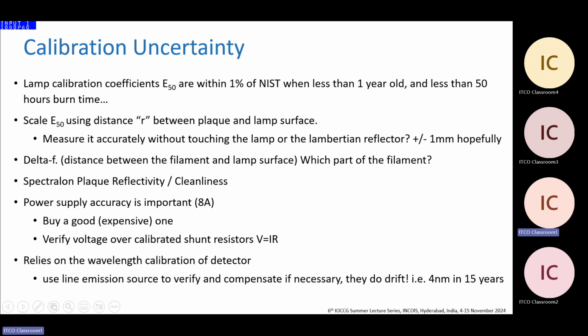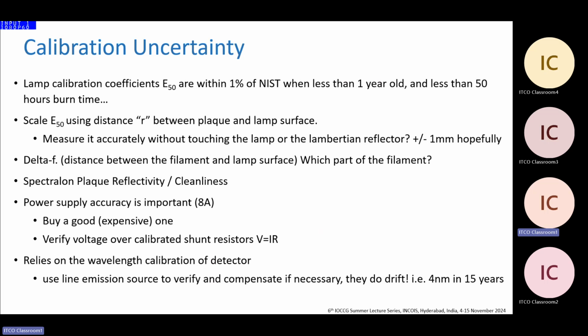Also, the power supply that you're running that lamp with has to be very, very stable and accurate. You're drawing about 8 amps. Our power supply is specifically designed for radiometric calibrations. You can store the lamp serial number and it logs the hours and that sort of thing. They were like 25 grand back when we bought them. I don't know what they would be now.